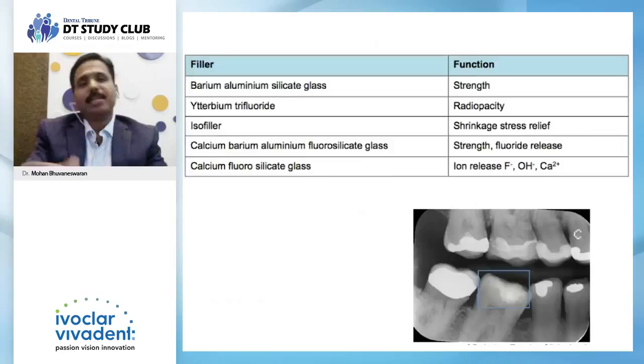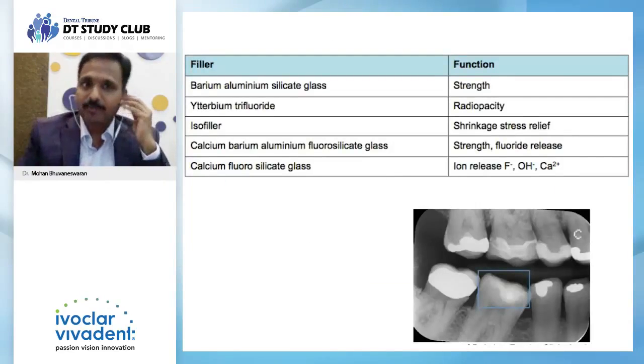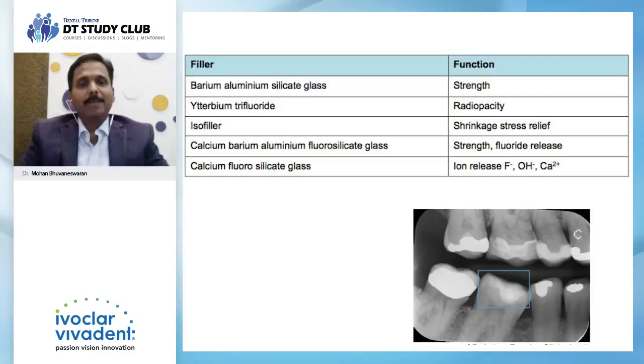So these would be the properties of the filler particles which I discussed in the powder. The barium aluminum silicate glass gives good strength. They are talking, let's see what strength they could offer us. The ytterbium fluoride, look at the radio opacity, beautiful radio opacity. I love radio opacity because when I take a radiograph my restoration material should be visible. I should know where my pulpal floor is, otherwise I will not be able to evaluate the success of my restoration. Then comes the isofiller, then our glass fillers which help in ion release.